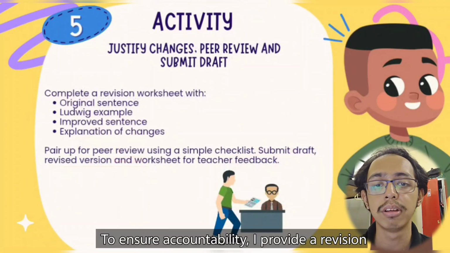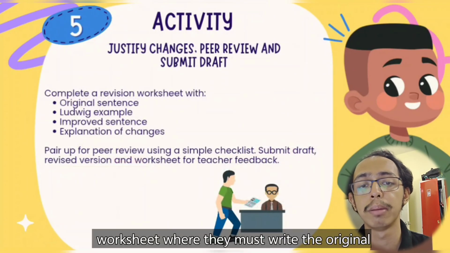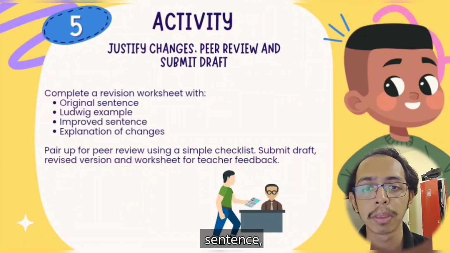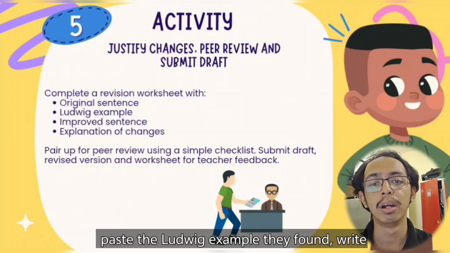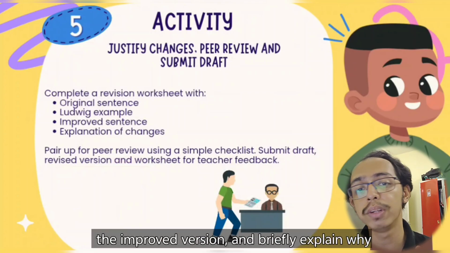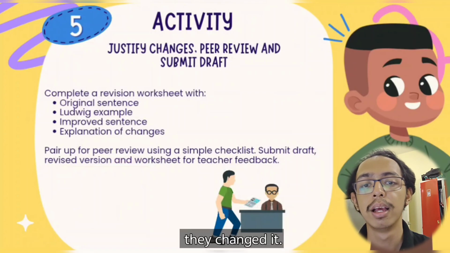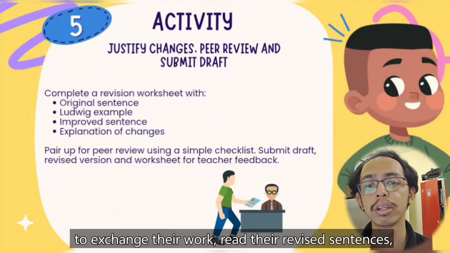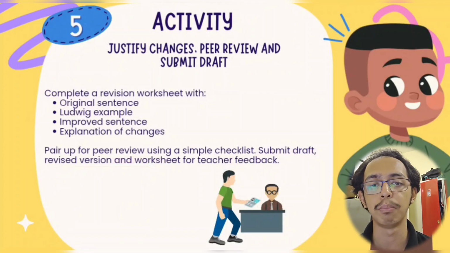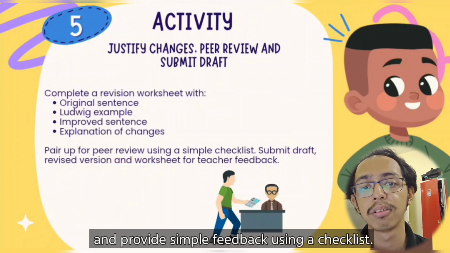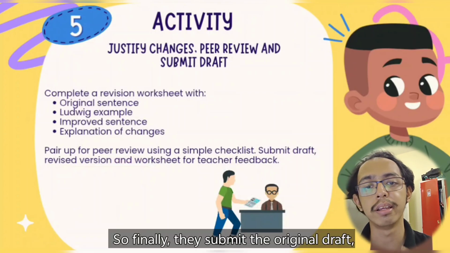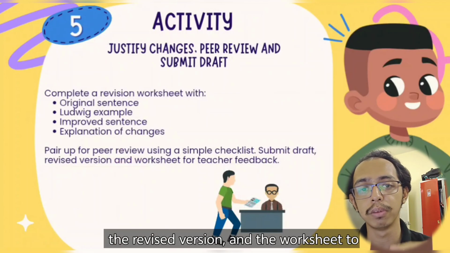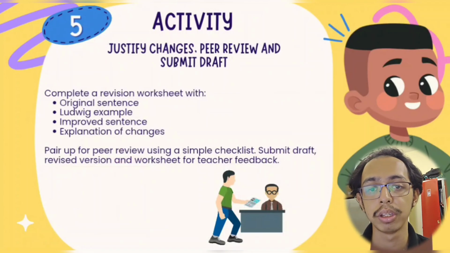To ensure accountability, I provide a revision worksheet where they must write the original sentence, paste the Ludwig example they found, write the improved version, and briefly explain why they changed it. Afterwards, students work in peer review pairs to exchange their work, read their revised sentences, and provide simple feedback using a checklist. So finally, they submit the original draft, the revised version, and the worksheet to me.